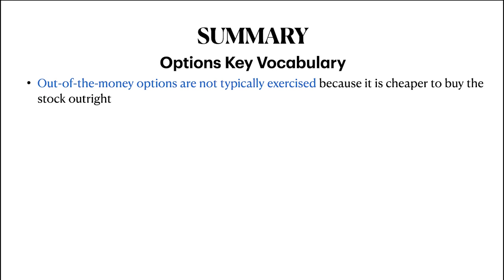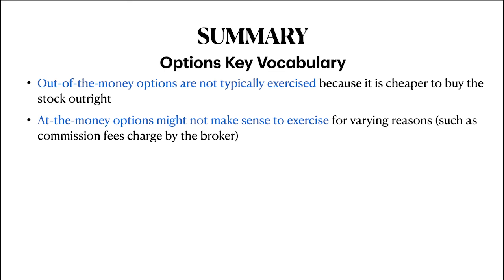Out of the money options are not typically exercised because it's cheaper to buy the stock outright on the market. At the money options might not make sense to exercise for varying reasons, and commission fees from the broker, whoever it is that you use to trade, if they charge fees in order to deal with options, well, then at the money could make a little bit less sense.